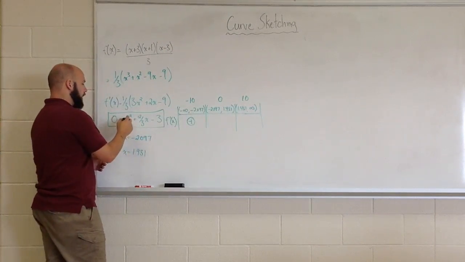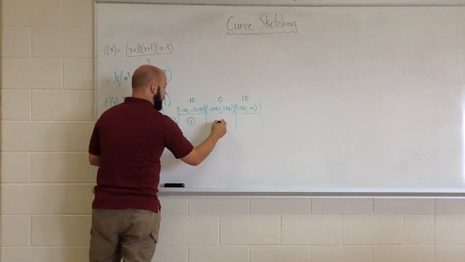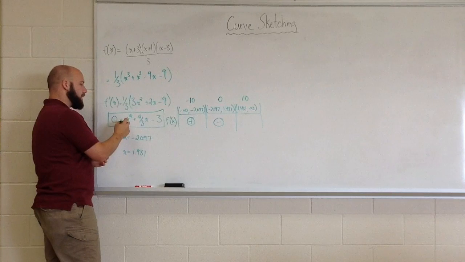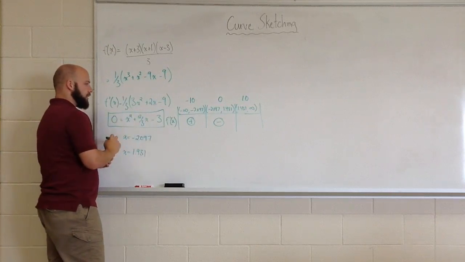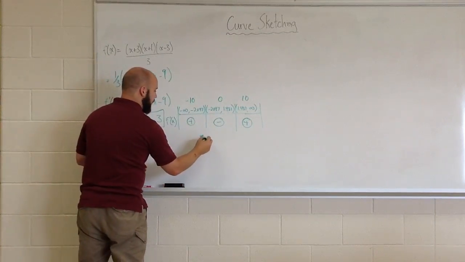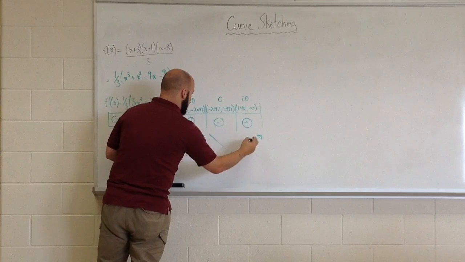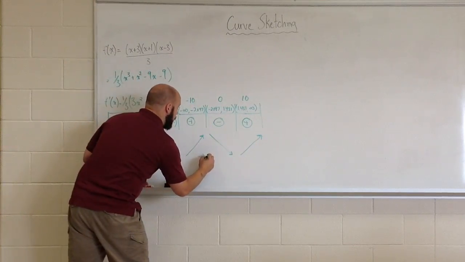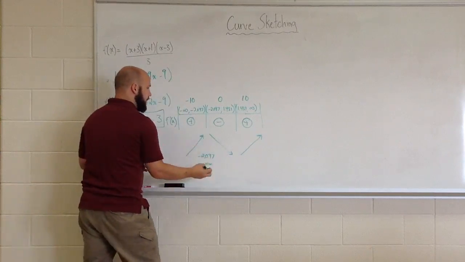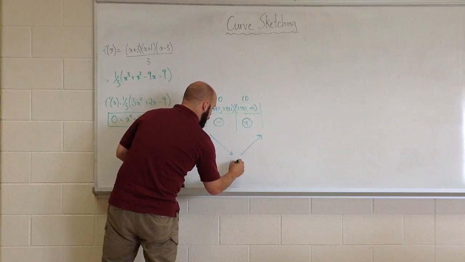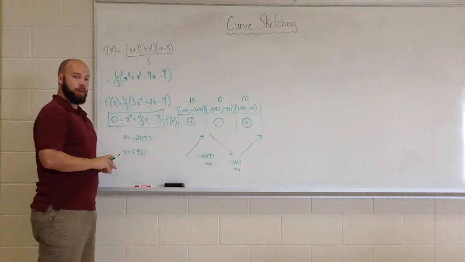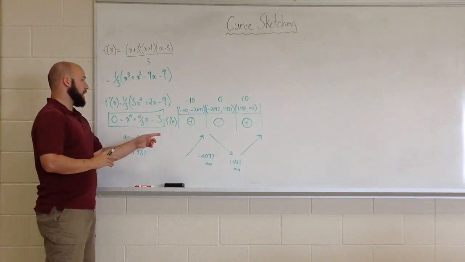Plug 0 in, we're going to have 0 plus 0 minus 3. This is going to be negative. And then plug 10 in again, we have the same result as a really large positive number plus a positive number minus something small. This will be positive. Meaning our function is increasing, then decreasing, then increasing. So negative 2.097 is a max because it increases then decreases, and 1.431 is a minimum because it decreases then increases. That's our first 2 steps in the problem.